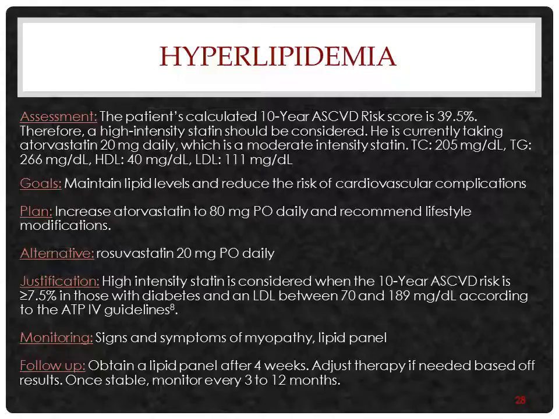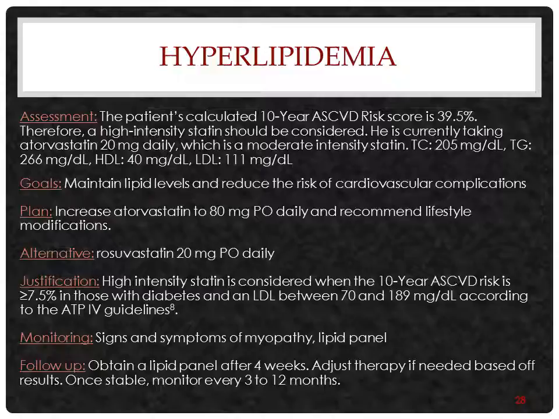His total cholesterol is 205 milligrams per deciliter. His triglycerides are at 266 milligrams per deciliter. His HDL is at 40 milligrams per deciliter, and his LDL is 111 milligrams per deciliter. The goals for this patient are to maintain lipid levels and reduce the risk of cardiovascular complications. Our plan for this patient is to increase atorvastatin to 80 milligrams by mouth daily and recommend lifestyle modifications. Our alternative would be to place him on rosuvastatin 20 milligrams by mouth every day.